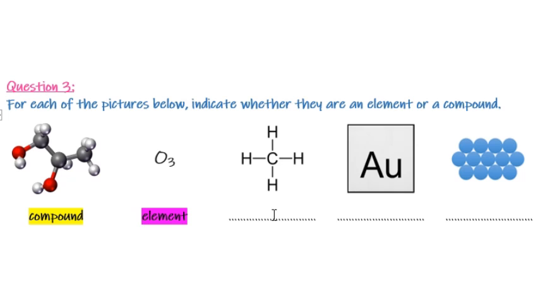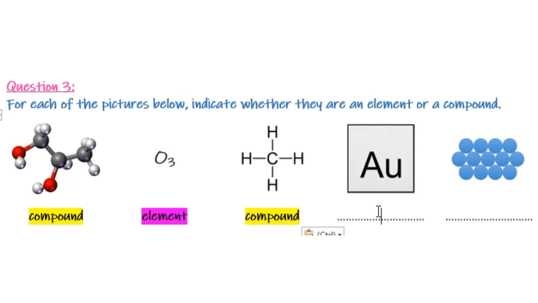What about CH4? Okay, this substance is made of C for carbon, and H for hydrogen. This substance contains carbon in it and hydrogen in it. Two different types of elements. So what do you think? Is it a compound or an element? Yes, it's a compound. Good job. This is a compound. Perfect.